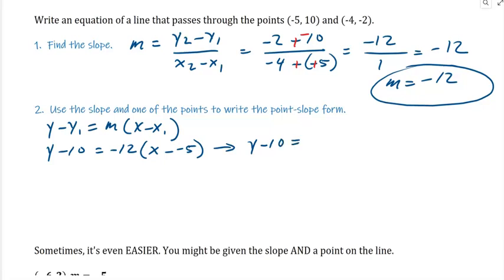Y minus 10 equals -12. Remember, we are adding the opposite when we subtract. That's going to be x plus 5. And that's in point-slope form.